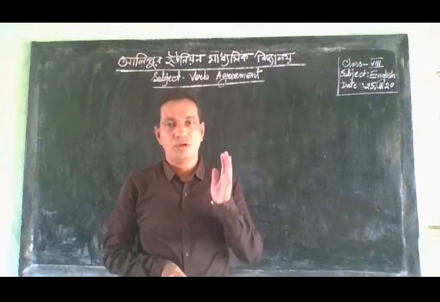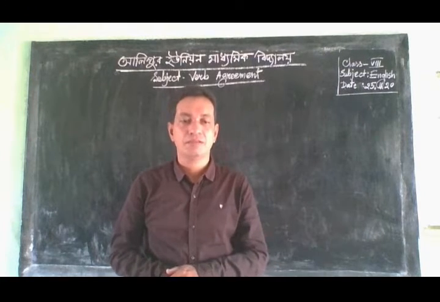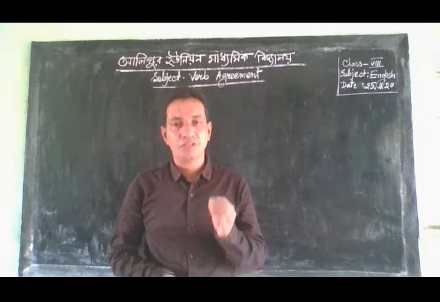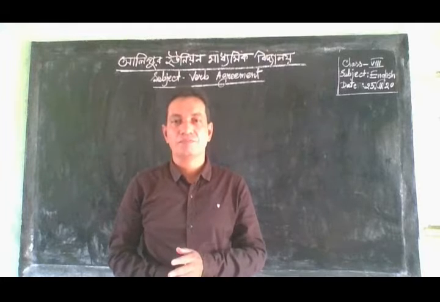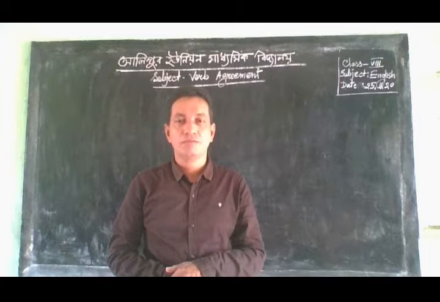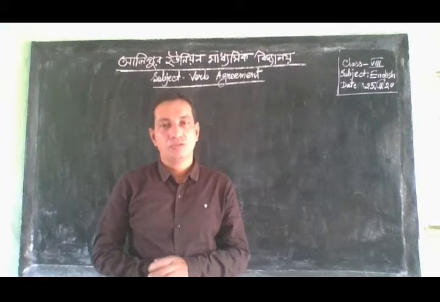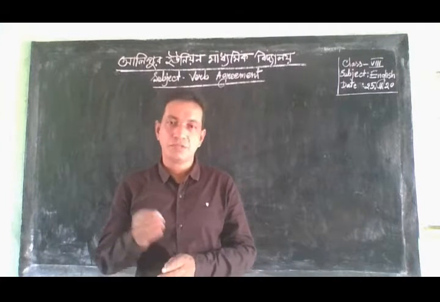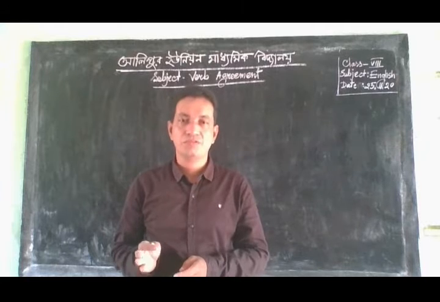Our first rule of subject and verb agreement is, if the subject is in singular number and third person, the verb also should be written in singular number, and should be third person. Because if the subject is third person singular, the verb also should be third person singular.